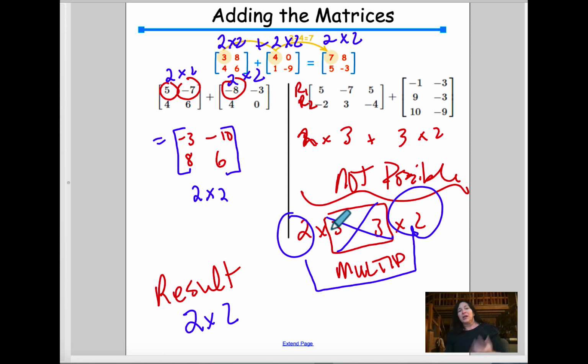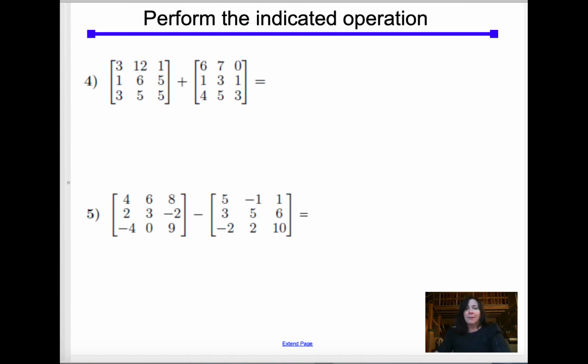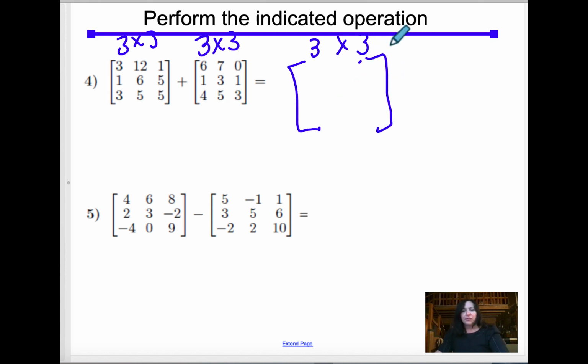And so we're going to be multiplying matrices in just a minute, but remember that we are going to be performing the indicated operations. So this is plus, this is minus. This is a 3 by 3, remember, a 3 by 3 and another 3 by 3. It has to yield another 3 by 3, it has to. So that has to be a 3 by 3, so you just write it like that.